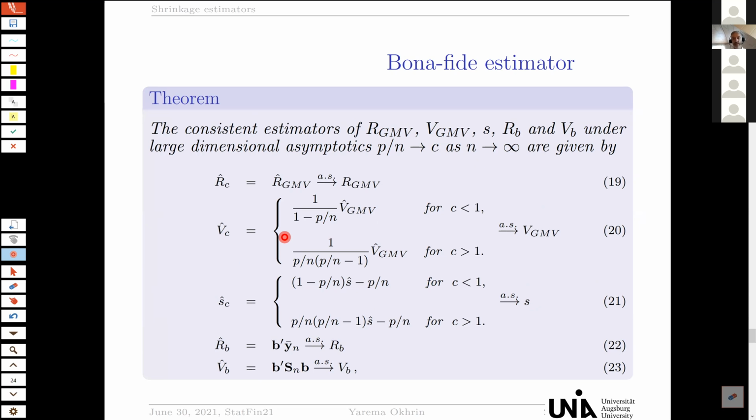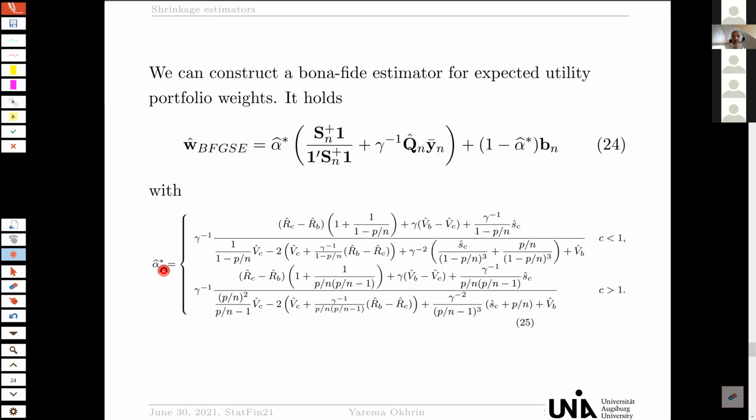So at the end, we get something like this. Here, everything is already estimated, and we still get a consistent estimator of our optimal shrinkage intensity alpha star. So in fact, here everything is known, and we can really plug in the parameters and compute the corresponding shrinkage intensity.